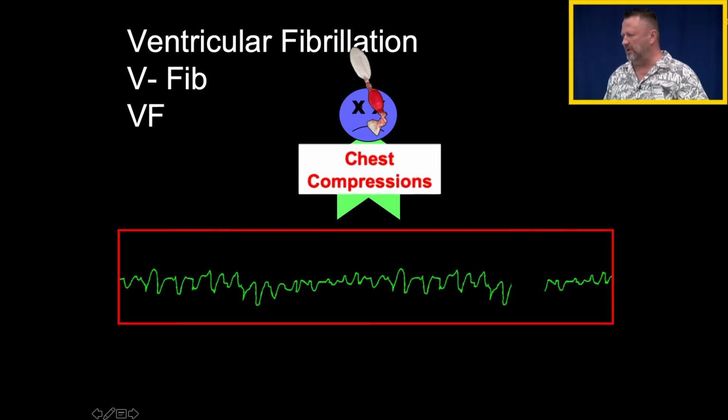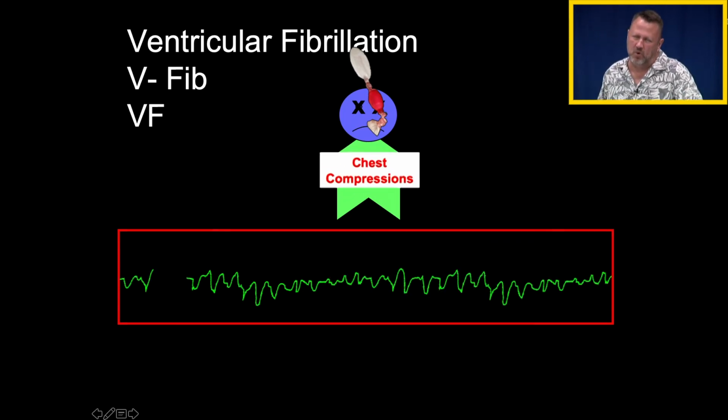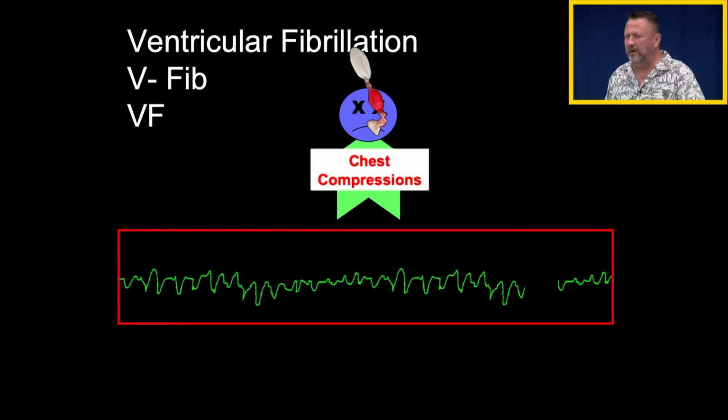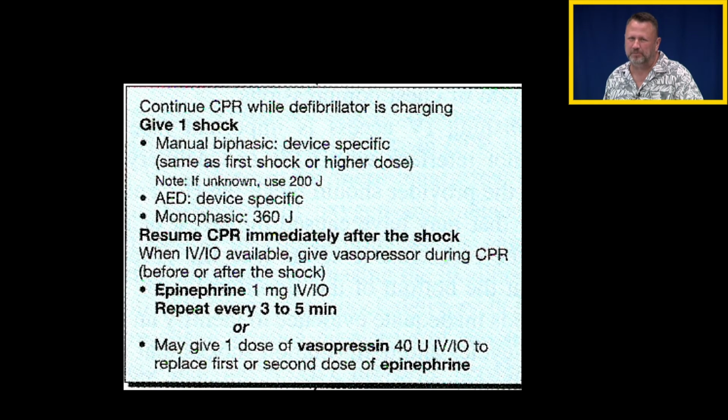And we see that and we know they need to be shocked. We shocked them once, maybe we shocked them 3 times, depending on which escalation algorithm your code caller is looking at. All right, so we gave 1 shock. Okay. And then we keep giving CPR immediately after the shock, IV or intraosseous. We can put some of this stuff directly into the bone.